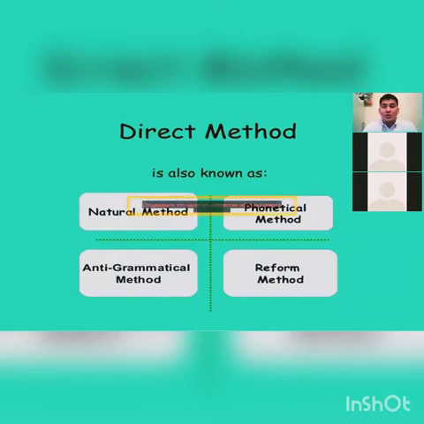Why is it called the natural method? Because it uses the same pattern, the same way of learning the language as we learned our mother tongue, as we learned our native language.